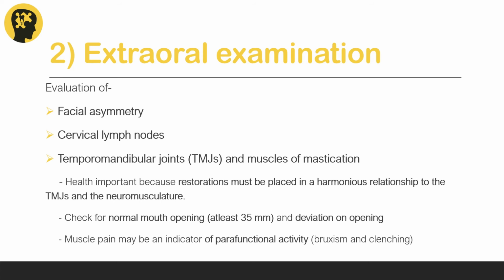So coming to TMJs and masticatory musculature, it is very important for these structures to be in a state of perfect health because the restorations or the prosthesis that we place need to be placed in a harmonious relationship to these structures. So only if they are healthy will they be able to tolerate or accommodate the restorations. So we need to check for any kind of dysfunction like pain, clicking, limited mouth opening or deviated mouth opening, or tenderness when we palpate the masticatory muscles. And it is important to address these before moving on with prosthodontic treatment.